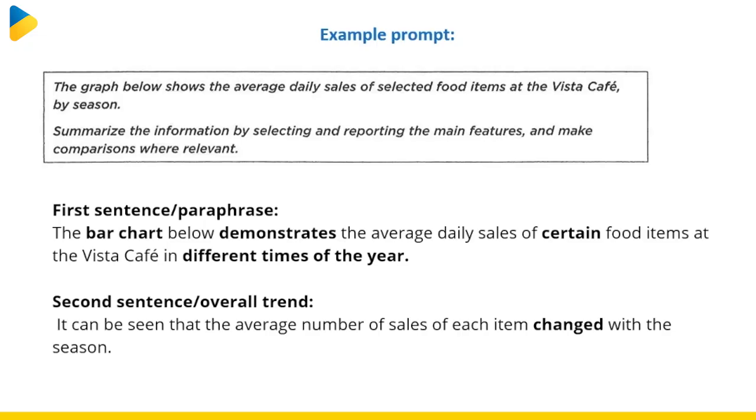Second sentence, you see, it shows the overall trend. It can be seen that the average number of sales of each item changed with the season. It's not very specific. What I did was just write down changed. It's a very general idea, and the specific details you'll be providing in your body paragraph. So these 2 sentences are my introduction, and that's exactly what you need to do to save your time during IELTS.